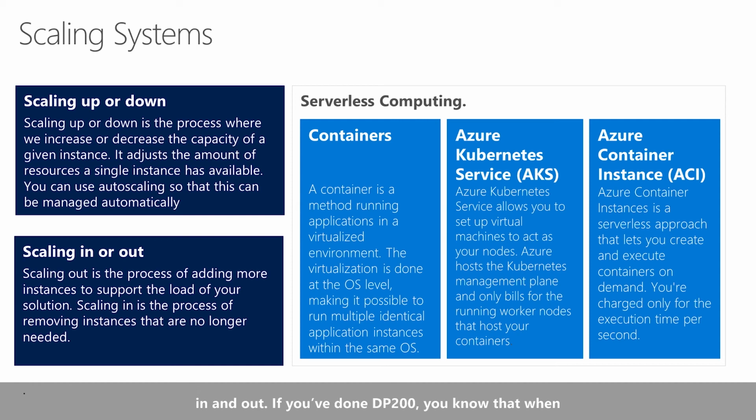If you've done DP-200, you know that when you change that sliding scale on DWUs, that's scaling out to more compute nodes to actually process the data. However, we are entering a new world of serverless computing, and this is being used more and more. And there may be references to it in the exam as well. So we're just bringing to your attention that scaling systems may be done by scaling up and down, or it may be done by scaling in and out.